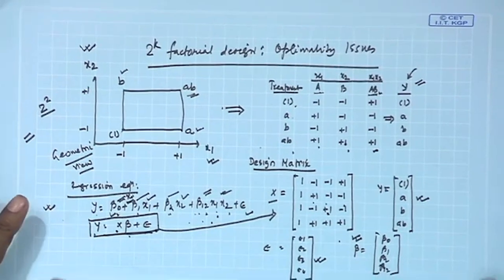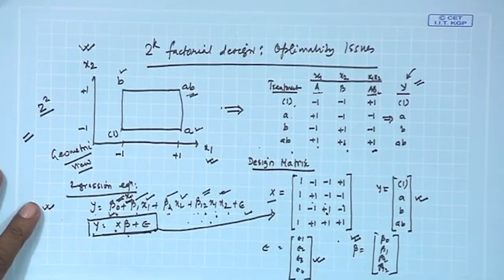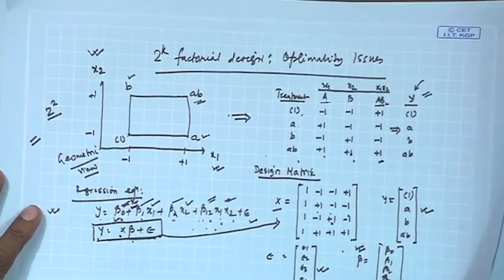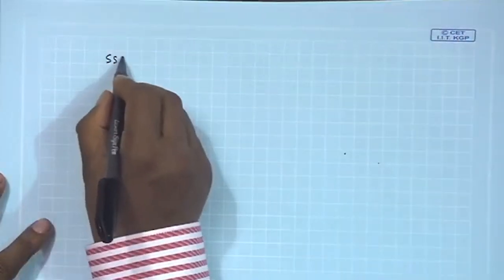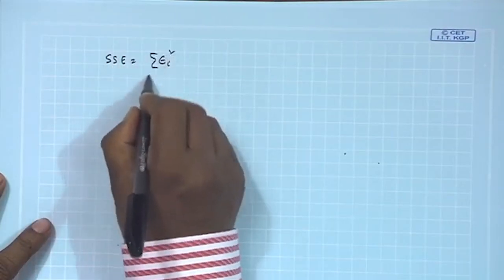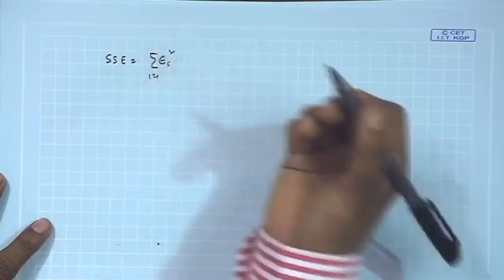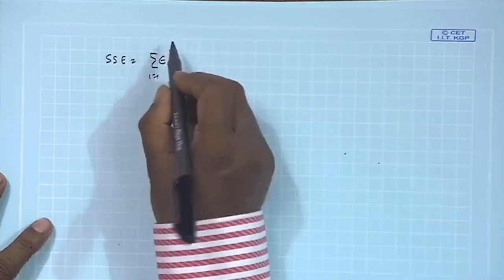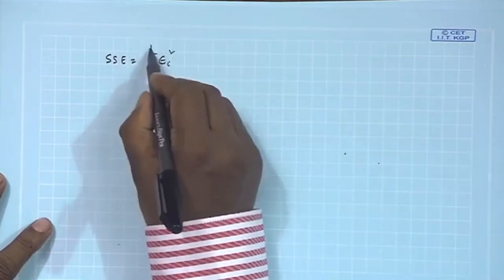This part is known to you. Now, when we ask you to estimate the parameters, what will you do? You will find out SSE, which is the sum of epsilon i square, i equal to 1 to n, where n is the number of observations.